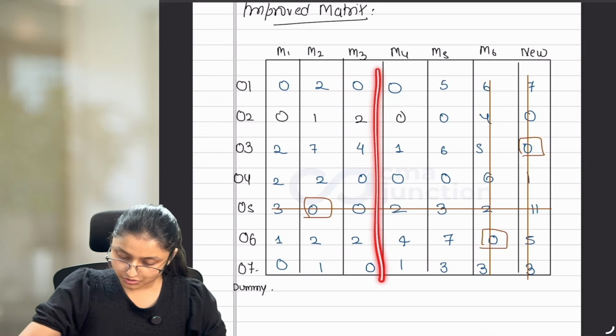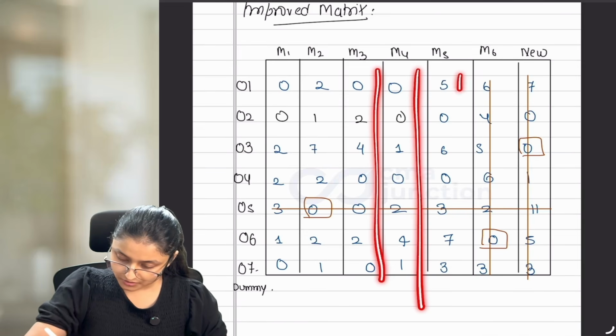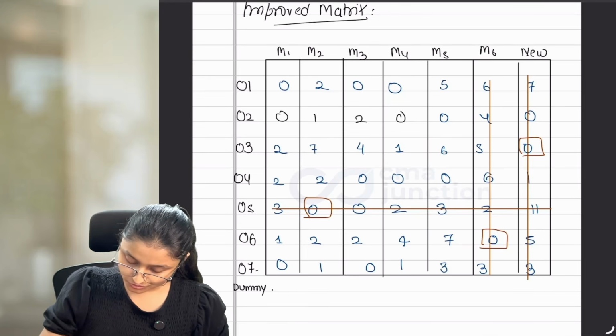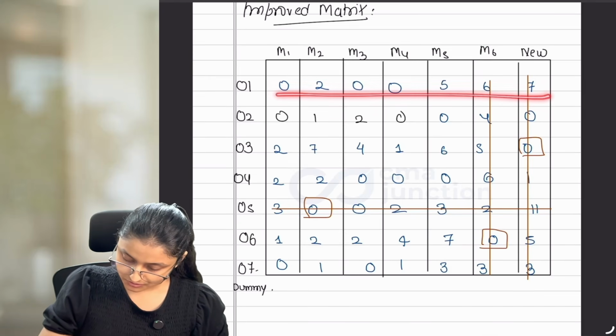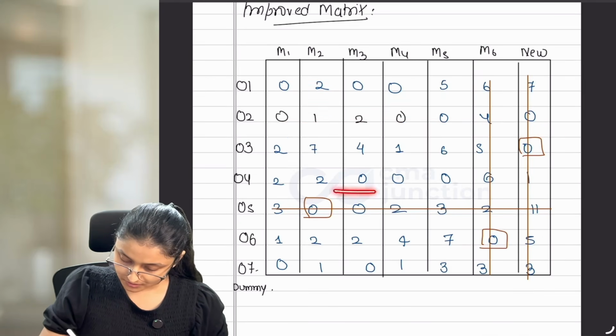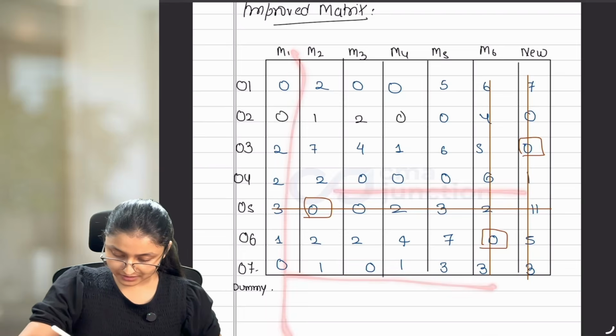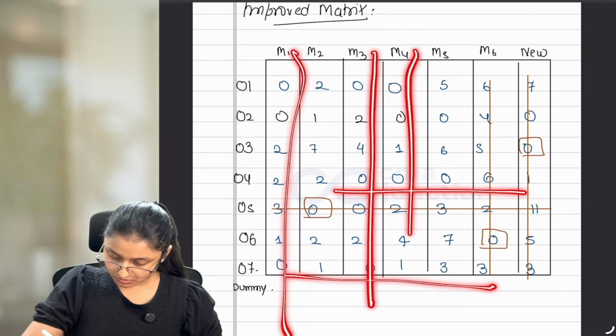Then we have 3 0, skip. 3 0, skip. 2 0, skip. Now, let's see. Now, if I do row scanning, 3 0, skip. 3 0, skip. 3 0, skip. 2 0, skip. If I do column scanning, 3, 2, 3.